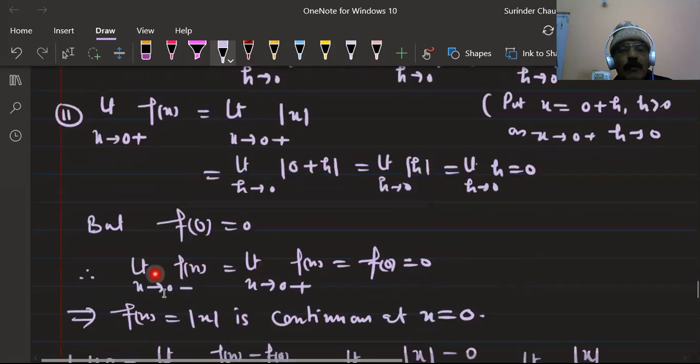This implies the left limit as x goes to 0 from the negative side of f(x) is equal to the right limit as x goes to 0 from the positive side, which is equal to the value of the function at the point. This implies the function f(x) equal to modulus x is continuous at 0.